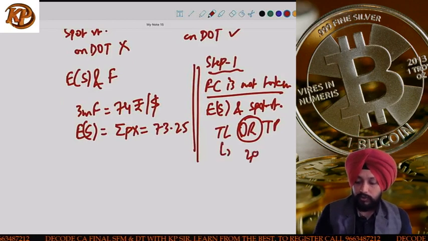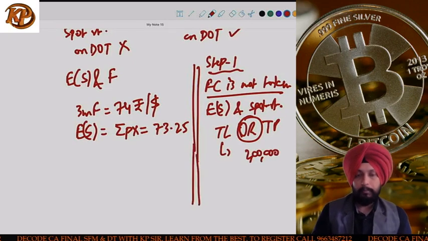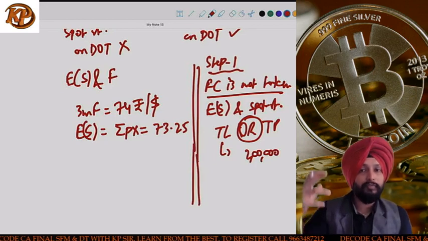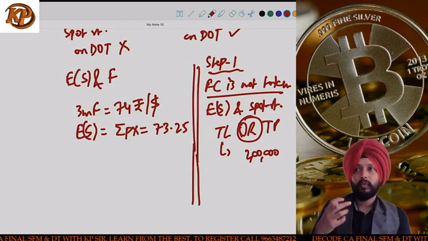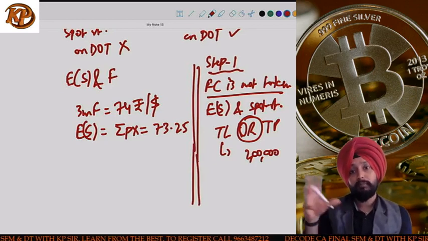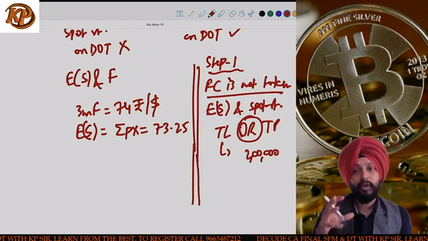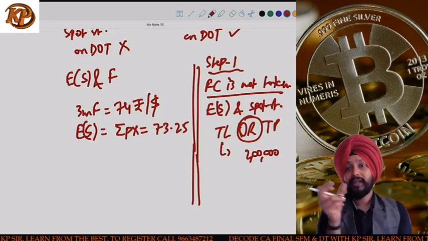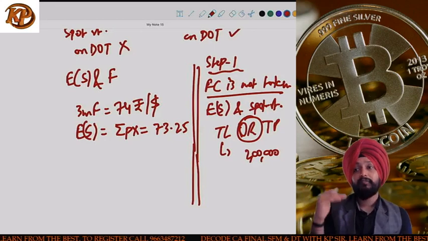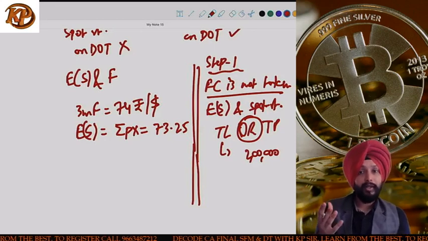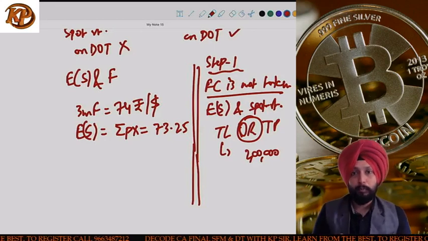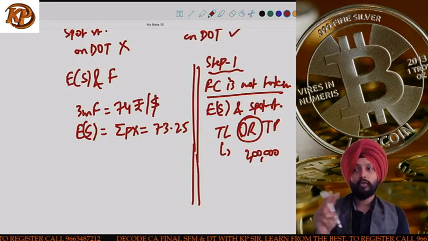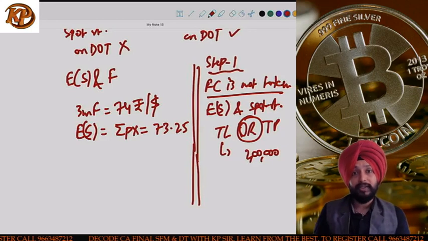Suppose my transaction loss in this case is 2 lakh as compared to today. So what is the way of thinking? We think if I would have gone for immediate settlement, I would get 12 lakh rupees. If I go for settlement on a future date without hedging, I will get 10 lakh rupees. So 12 lakh minus 10 lakh, 2 lakh is my transaction loss. That transaction loss I have written.